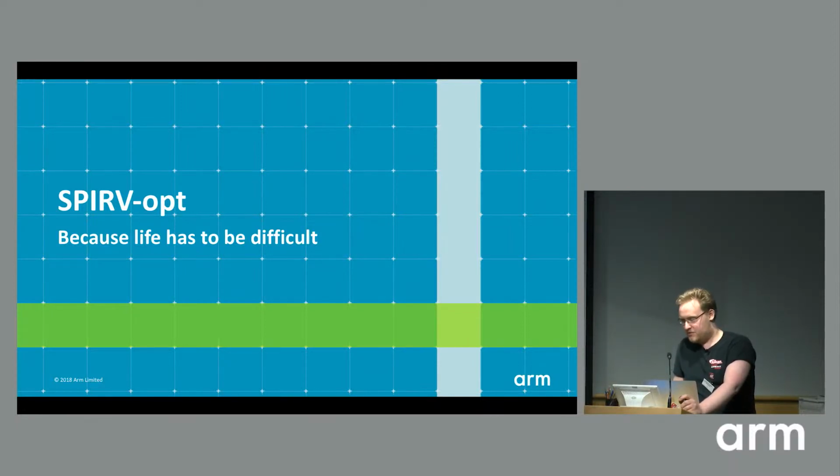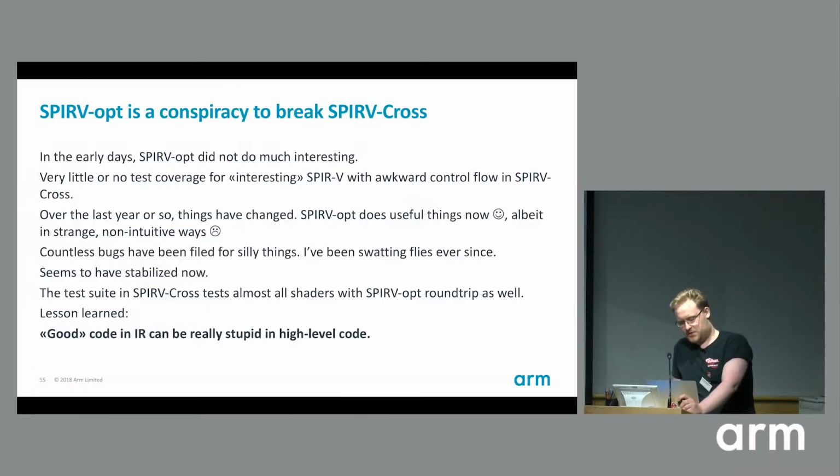So yeah, then SPIR came, or it was always there, but it didn't do much interesting. But yeah, this has made my life pretty difficult. Fortunately, it's a conspiracy to break SPIR-V Cross. I don't know how many bugs, probably 100 bugs, just because of interesting corner cases I never thought about.